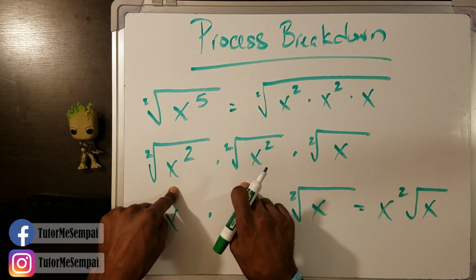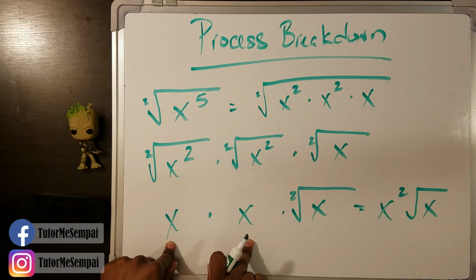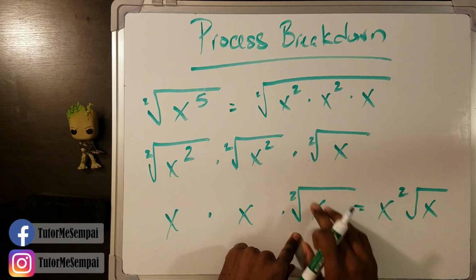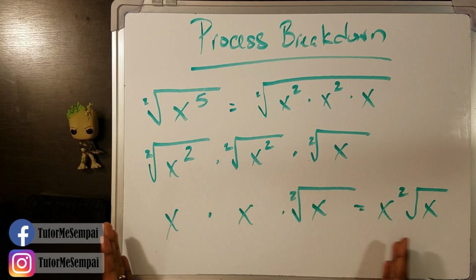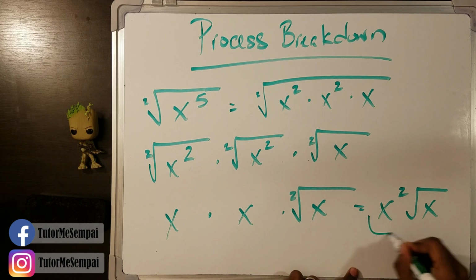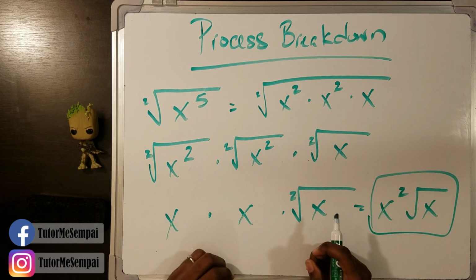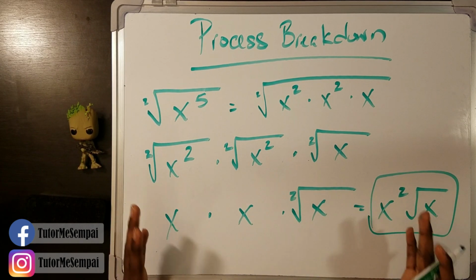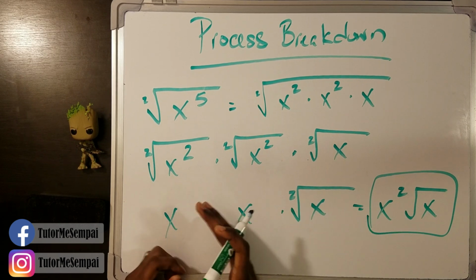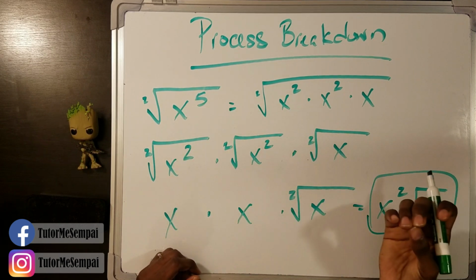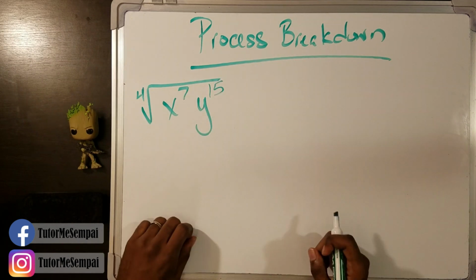Now that we've isolated our perfects, we can just simplify them as is, and anything that's left over stays in that radical. Combine them to your final answer, and voila. I told you this is going to be so easy compared to what we did for constants, just because you have so much more freedom when you have these variables. Let's look at another example.